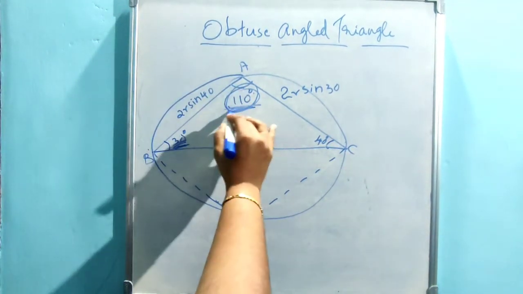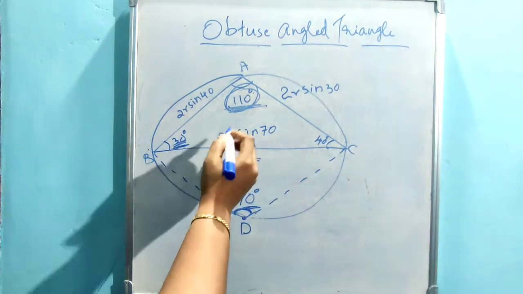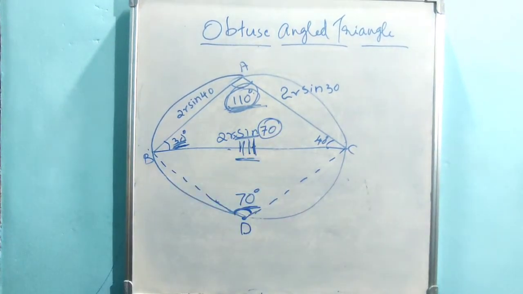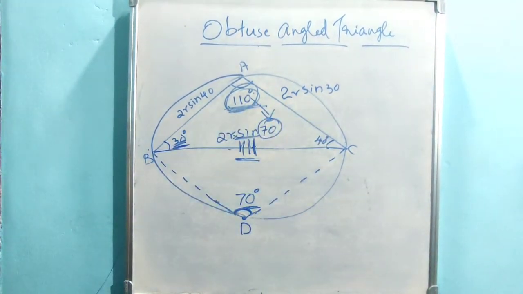So if one angle is greater than 90 degree, we just take 2 times the radius into sine of its supplementary angle. This 70 is the supplementary angle of 110. What do you mean by supplementary? The sum of two angles is equal to 180. They are called supplementary angles.